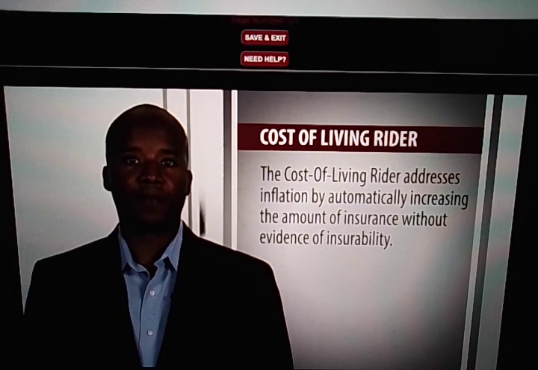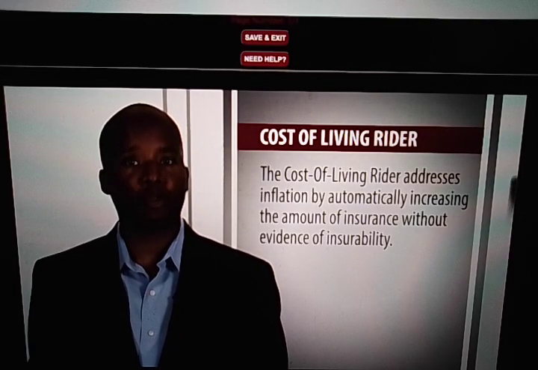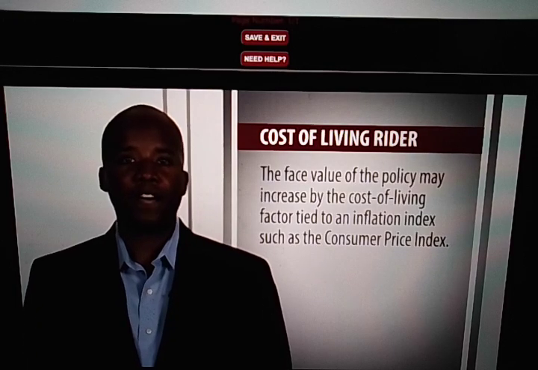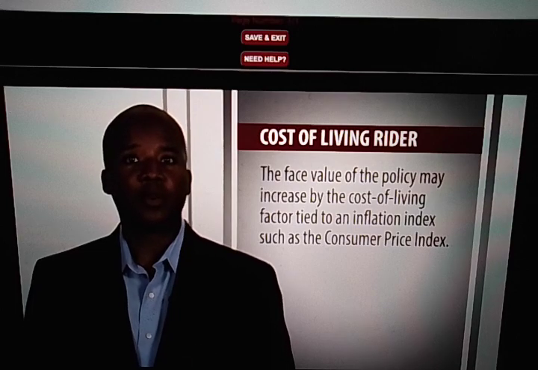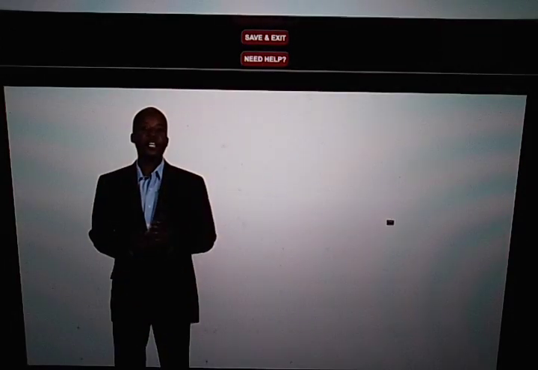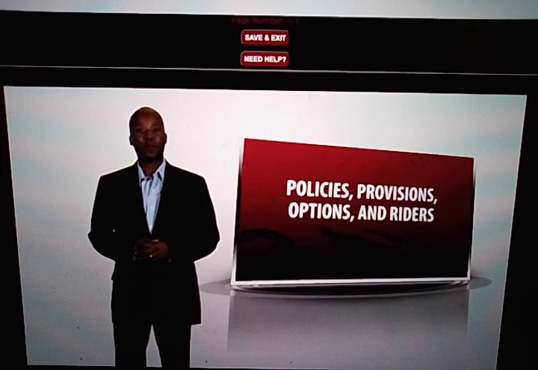Cost of living rider. The cost of living rider addresses inflation by automatically increasing the amount of insurance without evidence of insurability. The face value of the policy may increase by the cost of living factor tied to an inflation index such as the Consumer Price Index. Fully understanding these key topics is essential as you prepare to pass.